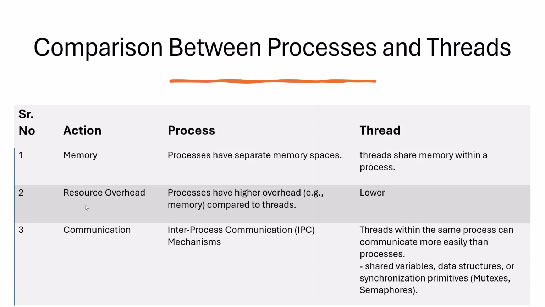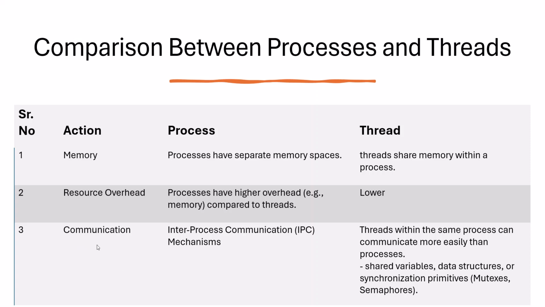Another is resource overhead. With processes, we have higher overhead, for example memory, compared to threads, because threads share the memory. That's why threads will always have lower overhead for memory.